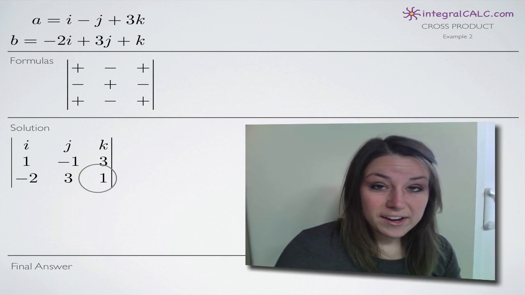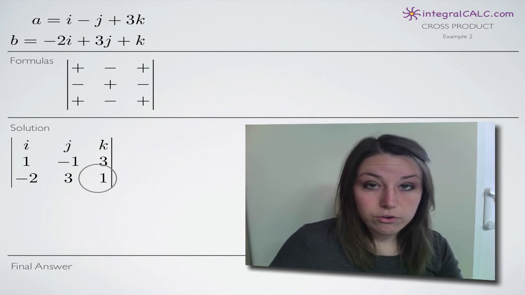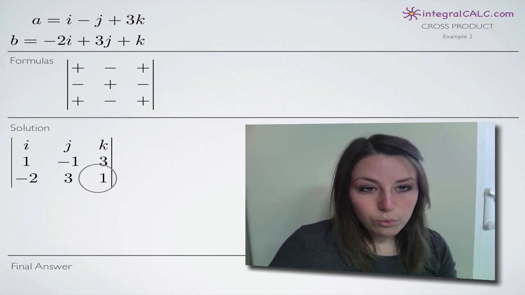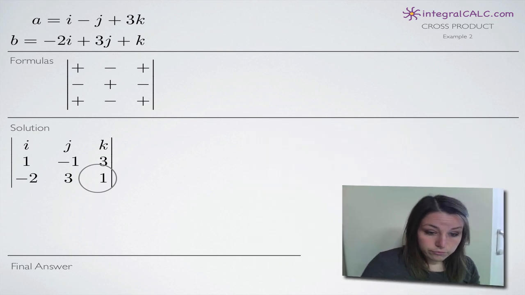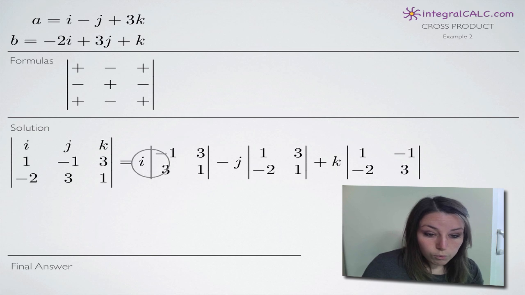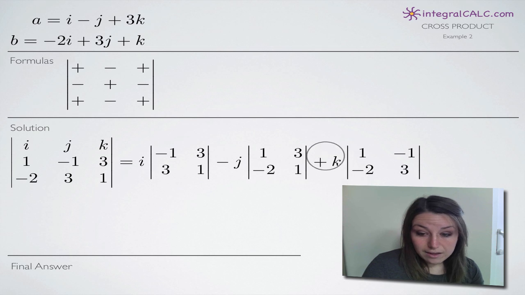And then from there, we're going to take it and break it apart into second order determinant pieces so that we can simplify and solve for the cross product. So here's what that's going to look like. You'll notice that we have i, j, and k multiplied by these second order determinant matrices. So we're always going to have that. And notice that i is positive, j is negative, and k is positive.